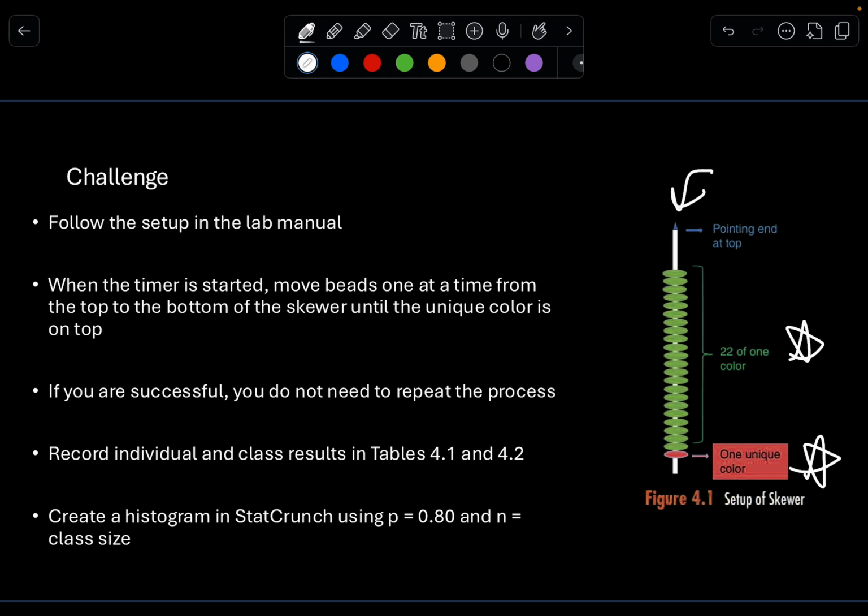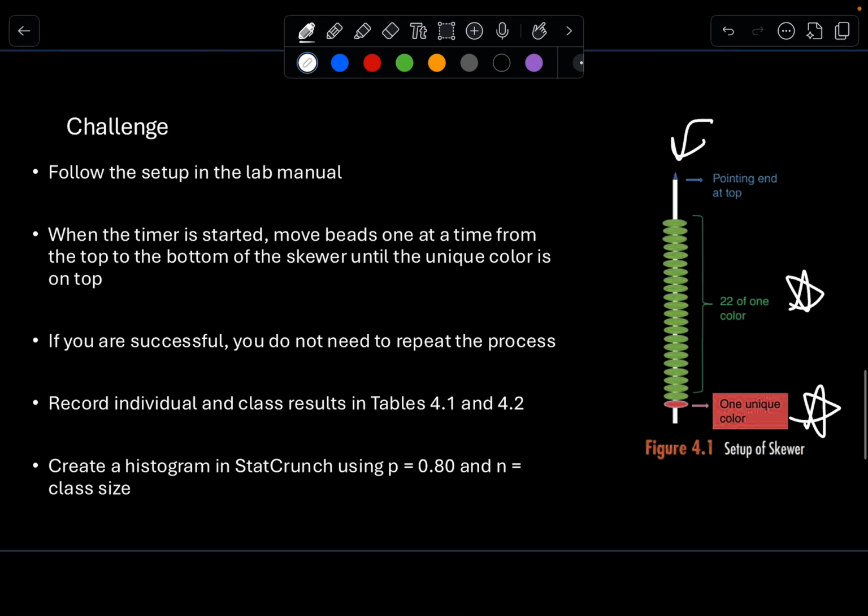You will put your individual results in table 4.1. You can get 3 attempts. So if you fail the first time, you can do another attempt. Whenever you succeed, you don't have to keep going unless you just want to keep going. But it's basically yes or no. Yes, did you succeed on any trial, or no, you did not succeed. We're seeing if there's evidence that 80% can succeed.